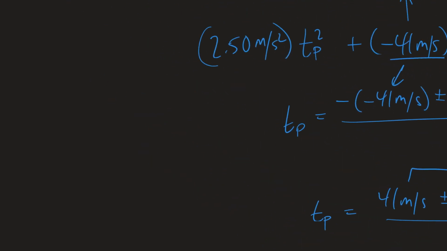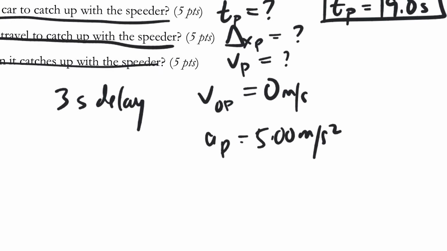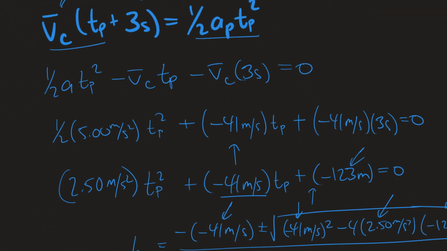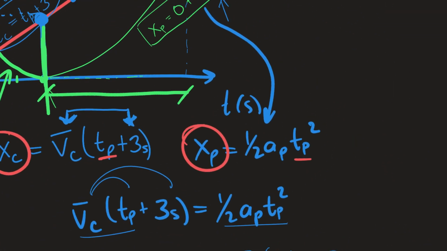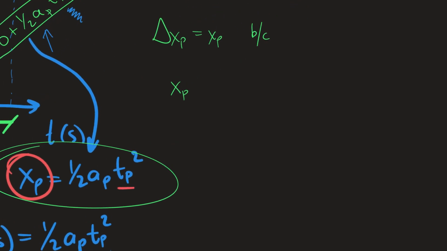Okay, so now the next thing we want to know is how far does the patrol car travel? So delta XP, right here. Well, we just need to go find that equation for delta X of the patrol car, which is right here. We've already done this. So XP, or really delta XP if you want to get right down to it, but in this case, those are the same, because X naught is 0. The patrol car starts at 0, which is also the beauty of always starting the problems at 0.